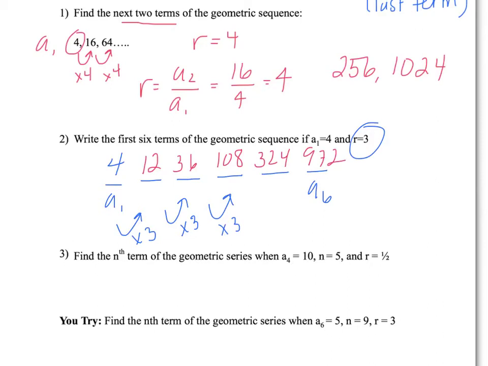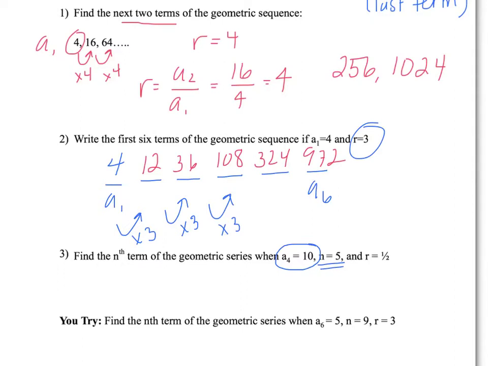Number 3 says we want to find the nth term of a geometric series where a sub 4 is 10, n is 5, and r is 1/2. So we are finding the nth term in the series. In this case, when they give us a sub 4 is 10 and n is 5, we are actually looking for the 5th term because n is 5.